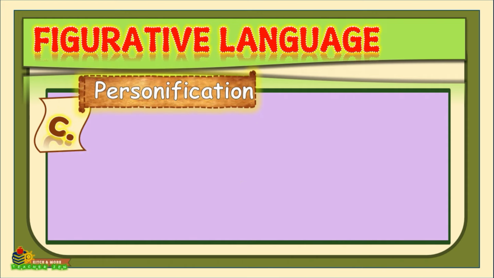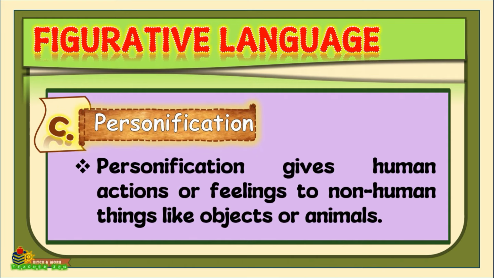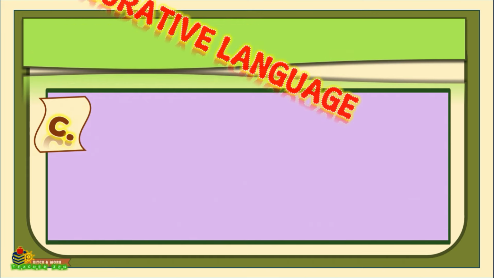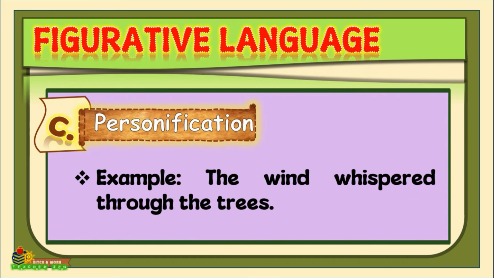Then we have personification. Personification gives human actions or feelings to non-human things like objects or animals. Its purpose is to make descriptions more lively or emotional. For example, the wind whispered through the trees. Wind can't really whisper, but this makes it feel soft and gentle, like it's alive.